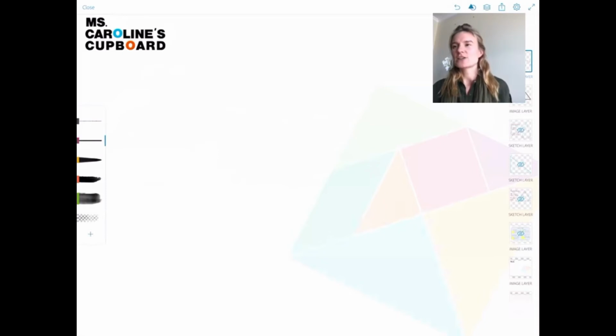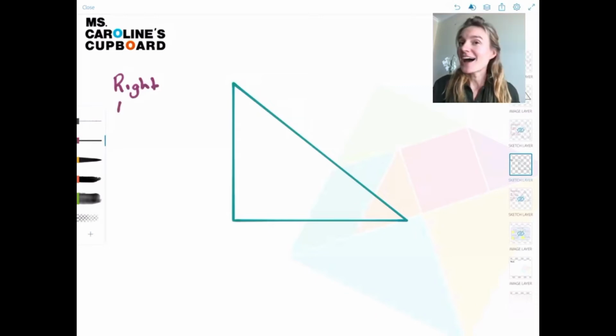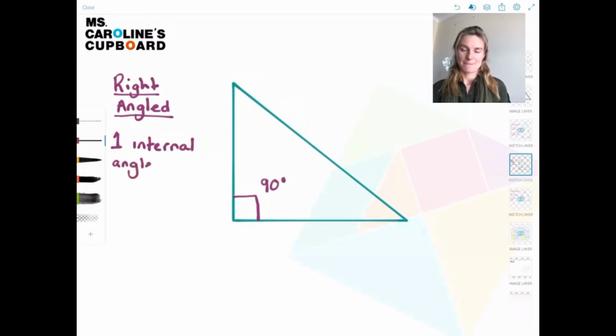Fantastic. Okay, let's look at another triangle. This one you should all get, boom, like that. What's this one called? A right angle triangle. Well done. Why is it called a right angle triangle? Because it has a right angle, there it is, which is 90 degrees. So we've got our right angle in there. It has one internal angle which is 90 degrees. So you can always spot our right angle triangle because it has that 90-degree angle in it. Well done.